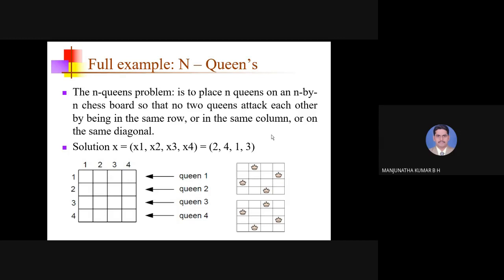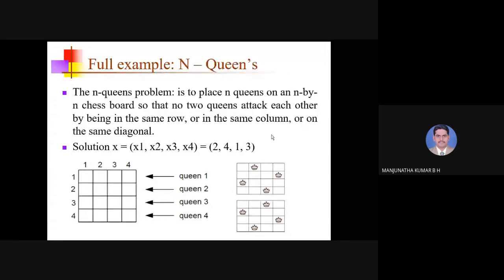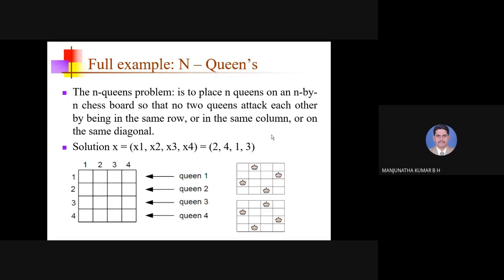Can I place the third queen in the first column? No, not possible, because the third queen attacks the second queen in the column. Can I place it in the second column? No, it attacks the second queen in the diagonal. Can I place the third queen in the third column? Not possible, because it attacks the first queen in the same column. But I can place the third queen in the fourth column, which does not violate the constraints. Now search for a place for the fourth queen. The fourth queen can be placed in the second column.